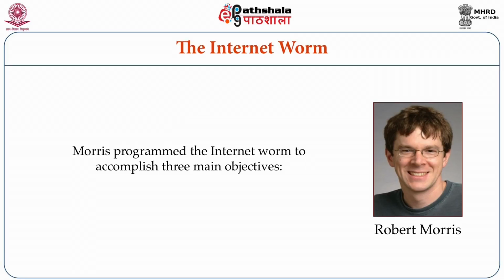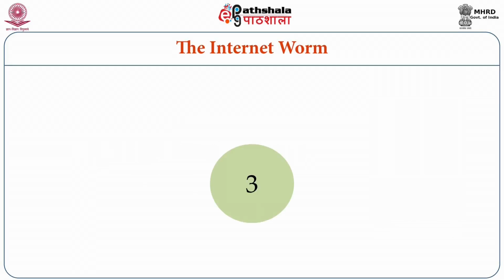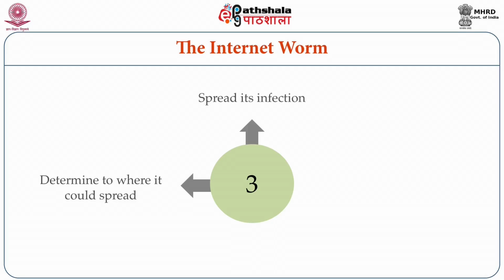The first internet worm was programmed by Morris with three main objectives. He wanted to determine where it could spread, then spread the infection, then remain undiscovered and undiscoverable.